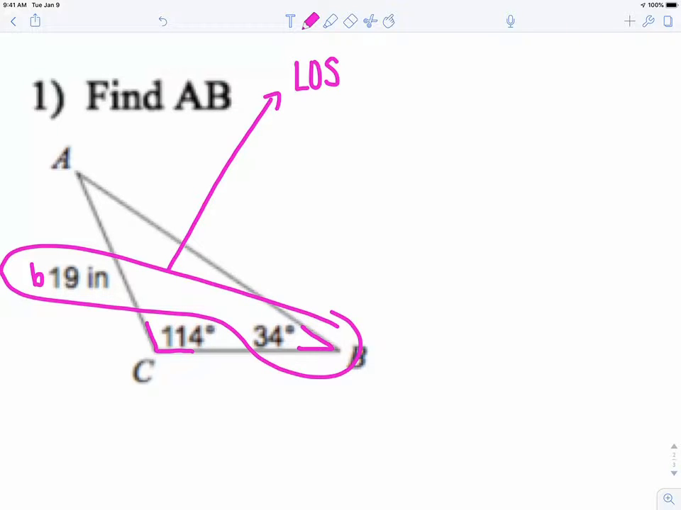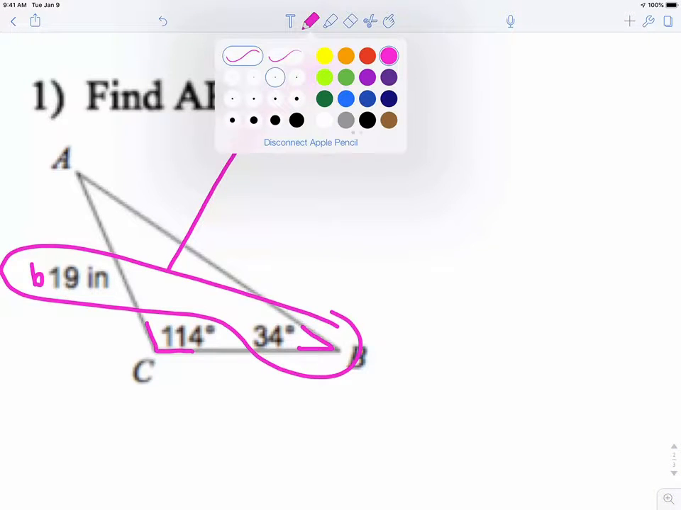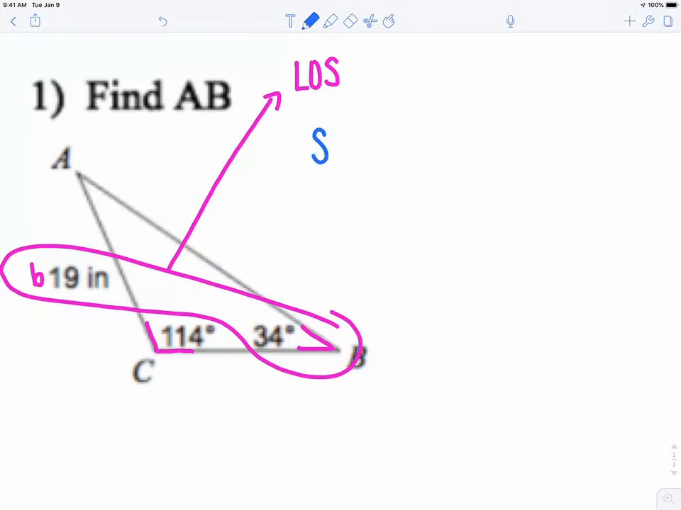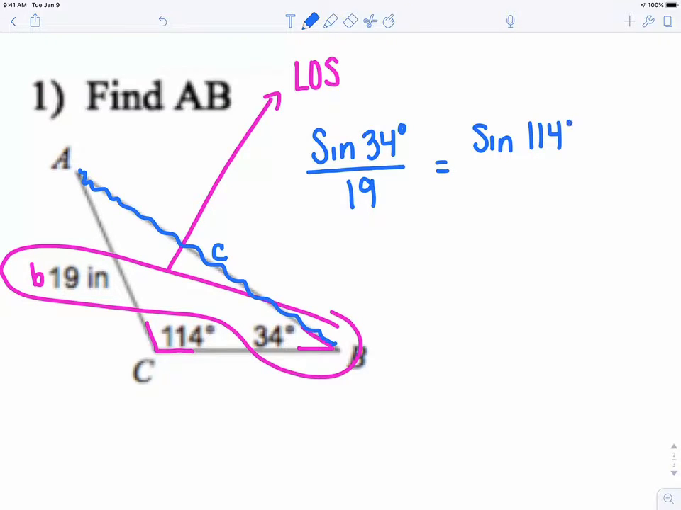Let's start with that complete pair, the ratio of the B's. Sine of angle B, which is 34 degrees, over side b, which is 19, equals, right? Now, the instructions say to find AB. We know side AB is also little c, because it's across from angle C. So the ratio I need to set this equal to is the ratio of the c's: the sine of angle C, which is 114, over little c.